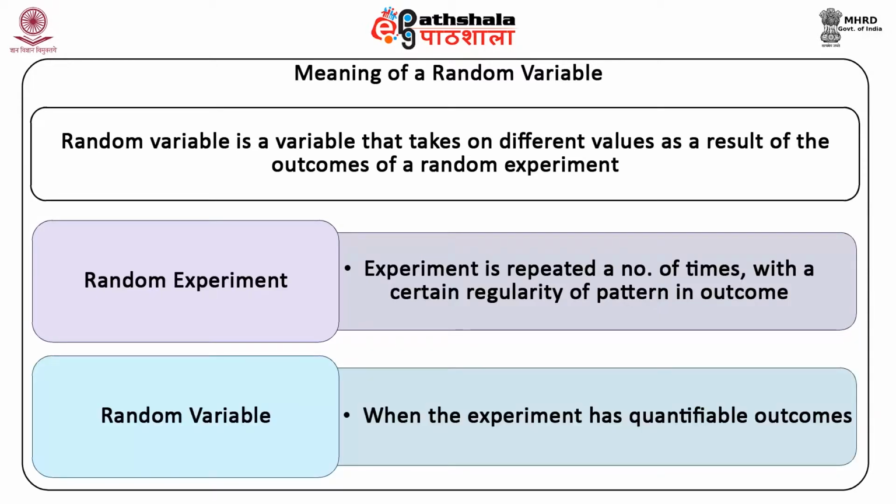When the experiment has quantifiable outcomes, we define these quantitative outcomes as the random variable. For example, the lifetime of a light bulb, or suppose an experiment is to measure the arrival of delivery trucks per hour at a loading dock. The possible outcomes are 0 trucks, 1 truck, and so on till we have n trucks. The numbers 0, 1, 2 to n are the values of a random variable, that is, arrival of delivery trucks.